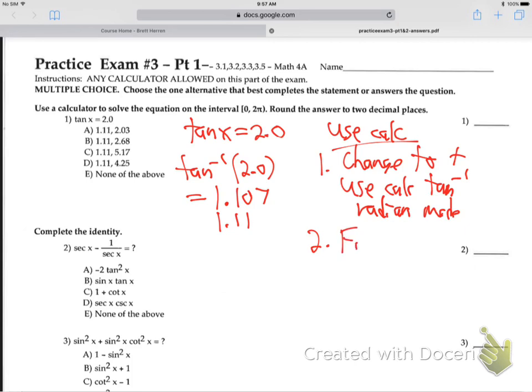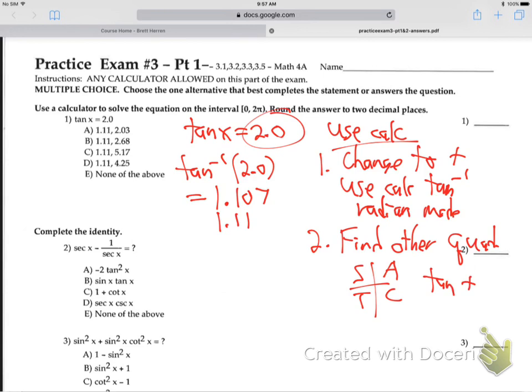First off, find the other quadrant. Now, what do you mean the other quadrant? Well, the whole all students take calculus thing. Tangent is positive in the first quadrant, they're all positive there. Where else is tangent positive? Third quadrant, right? So you find the other quadrant where you're going to have an answer. It's going to be in the third quadrant for tangent positive. If they gave you sine negative or something, there'd be different things. So for this one, tangent positive, third quadrant.